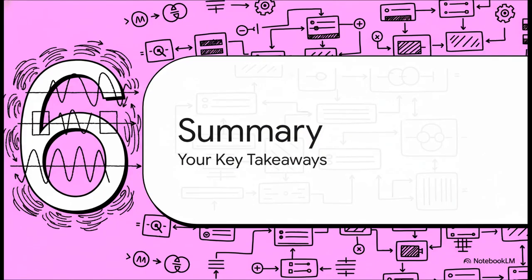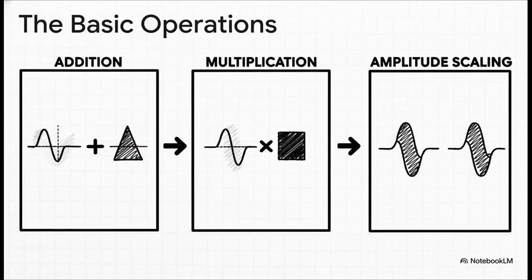All right, let's do a quick recap of the 3 powerful tools we've added to our signal processing toolkit today. So in a nutshell, addition is all about combining signals. Multiplication, that's for shaping or gating one signal with another. And amplitude scaling, that just changes the vertical size or flips it upside down. If you can master these 3, you've mastered the essential building blocks of signal manipulation.